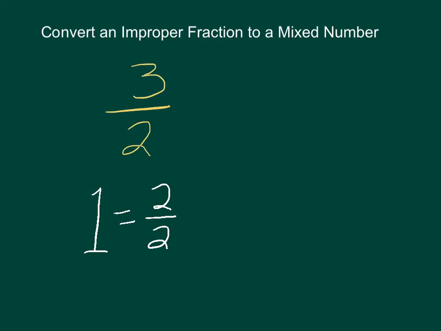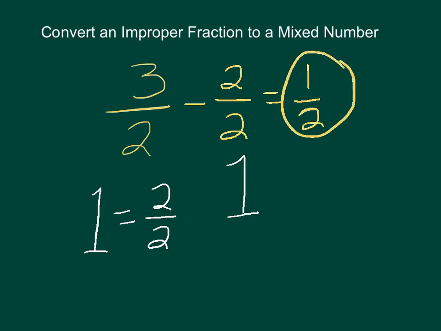So my first step is to subtract 2/2. So I have just taken out 1 whole. I solve this problem and I have 1/2 left, and I bring that 1/2 down, so my answer is 1 and 1/2.